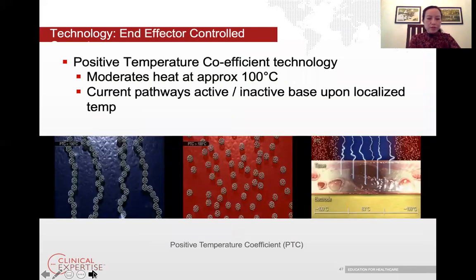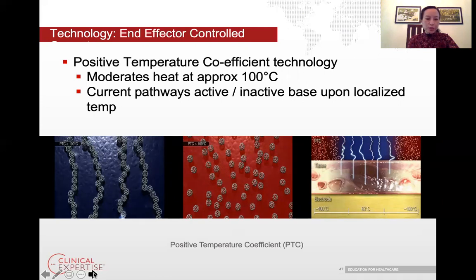Advanced bipolar generators are also better able to control heat by measuring changes in impedance and adjusting the voltage and current accordingly. Another way to control heat is through positive temperature coefficient technology within the device. Thermoelastic, heat-sensitive polymers with conductive particles are embedded within both jaws. These conductive particles are normally organized in a fashion which allows for current delivery, as you can see in the picture on the left.